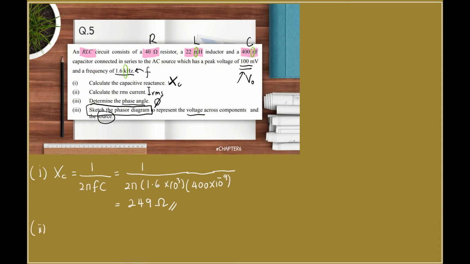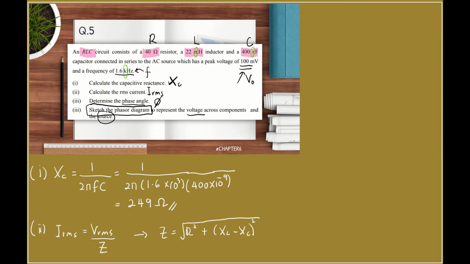Then we have number 2. We want to calculate the IRMS. Basically, the basic equation for IRMS is equal to VRMS over Z. Why do we use Z? Because we have more than one circuit component, so we have to use Z. But we don't have Z yet, and we also don't have VRMS, meaning that we need to calculate Z first. Our Z is the square root of R squared plus (XL minus XC) squared.